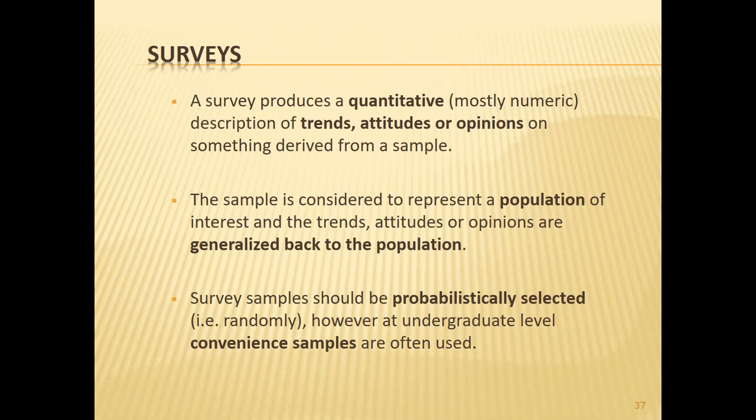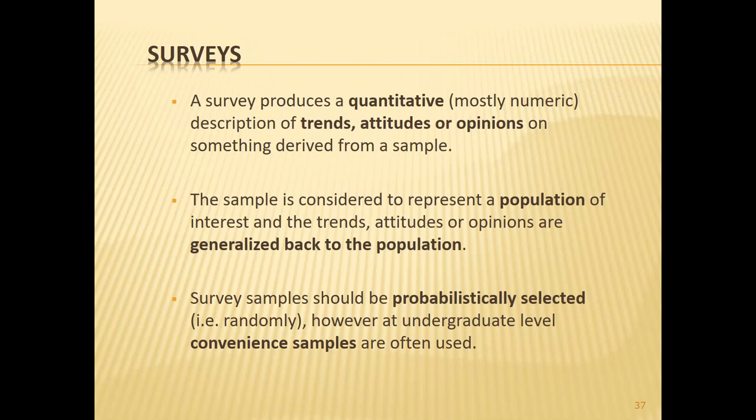Random selection here is important, and it has the same importance that it has when I was talking about random allocation in an RCT. Random selection means that you avoid bias, and you avoid selecting a group of participants that is different to the population. So that random selection is actually really important.